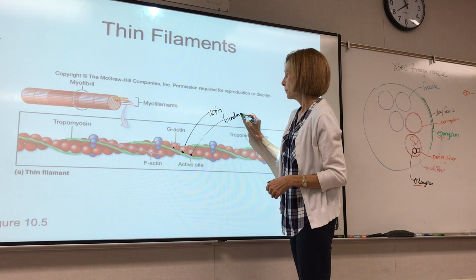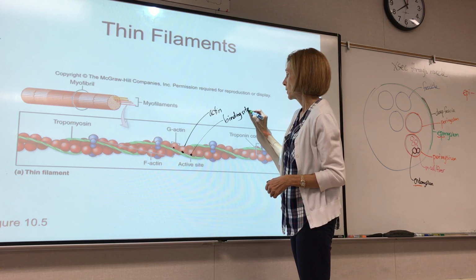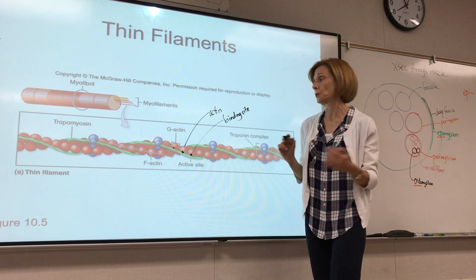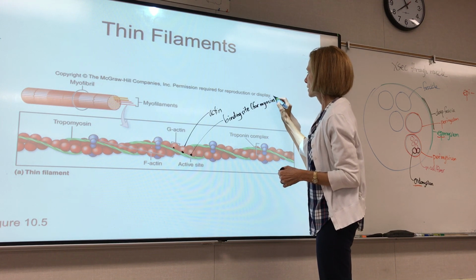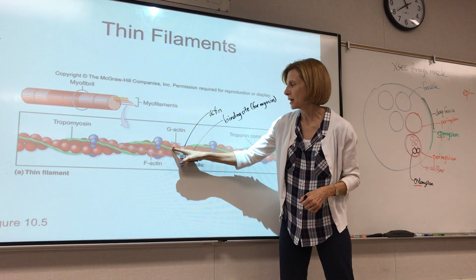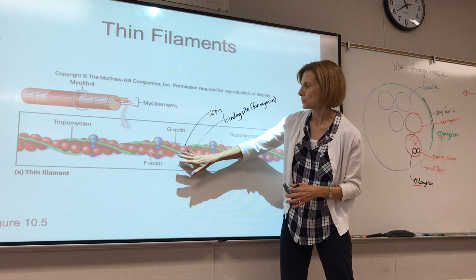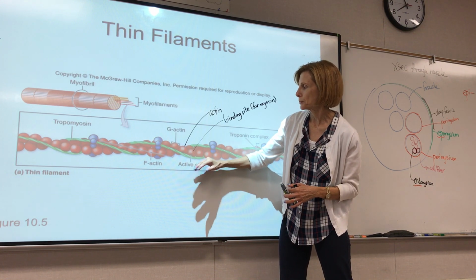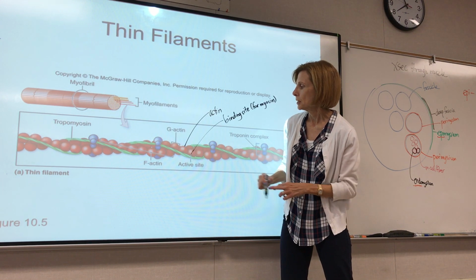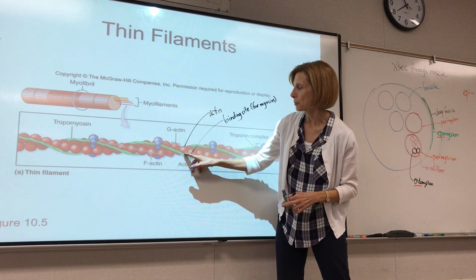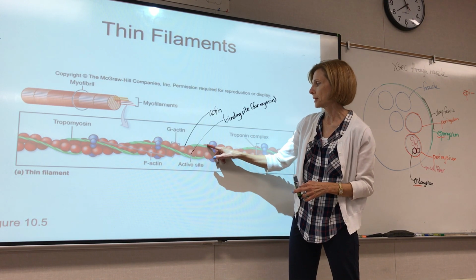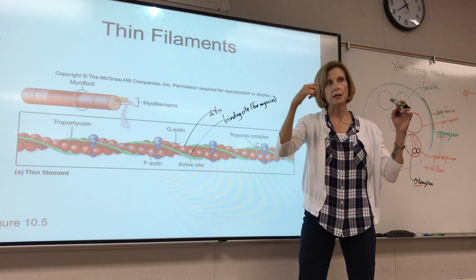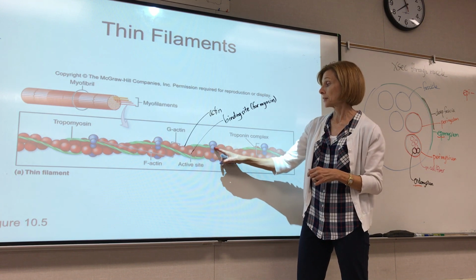I like to call this the binding site because this is what myosin binds to. So we'll say it's the binding site for myosin. Now notice that these are kind of covered up. I tried to make them look a little bit more visible so you could see what I was pointing to. But notice they're partially covered here by this long thread-like structure that's wrapping around the thin filament. Looks like licorice.